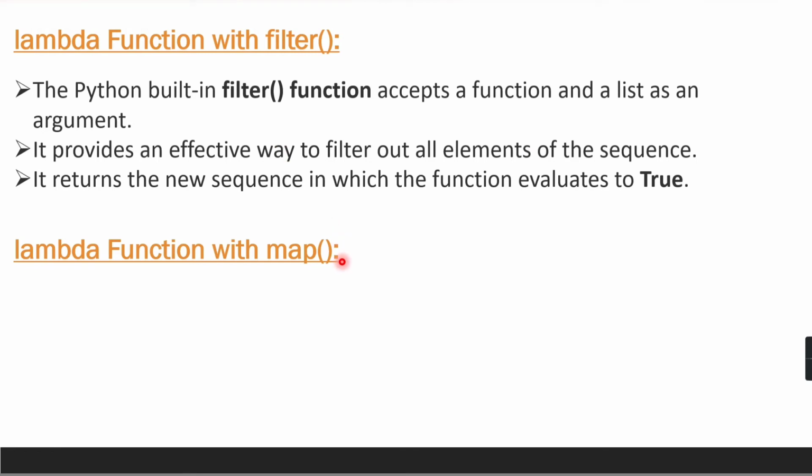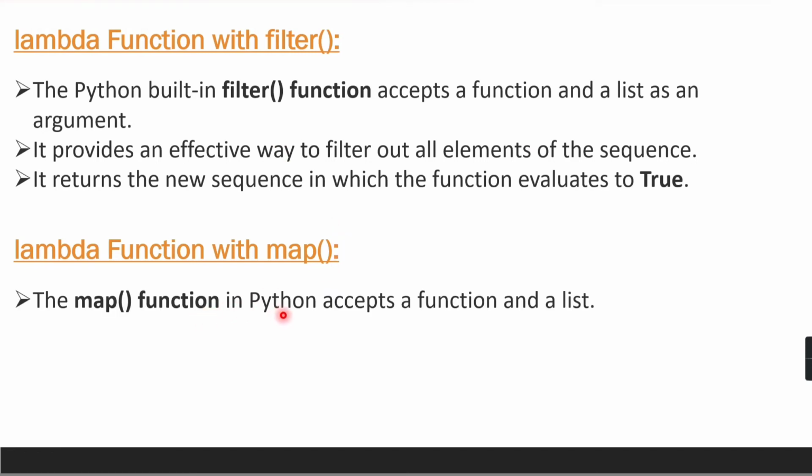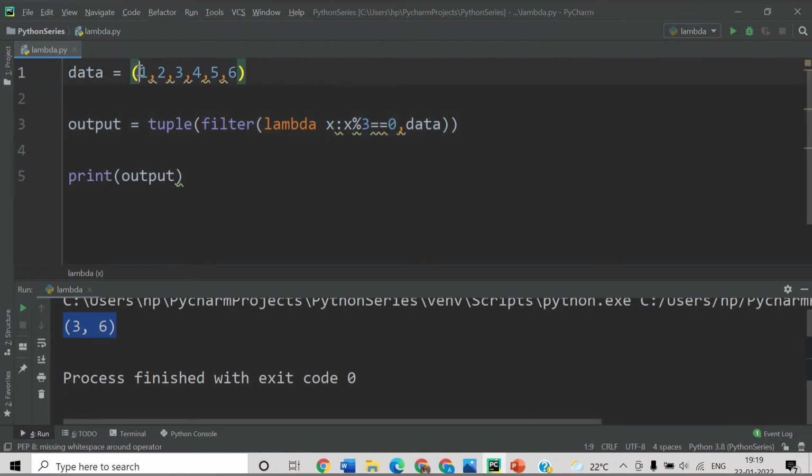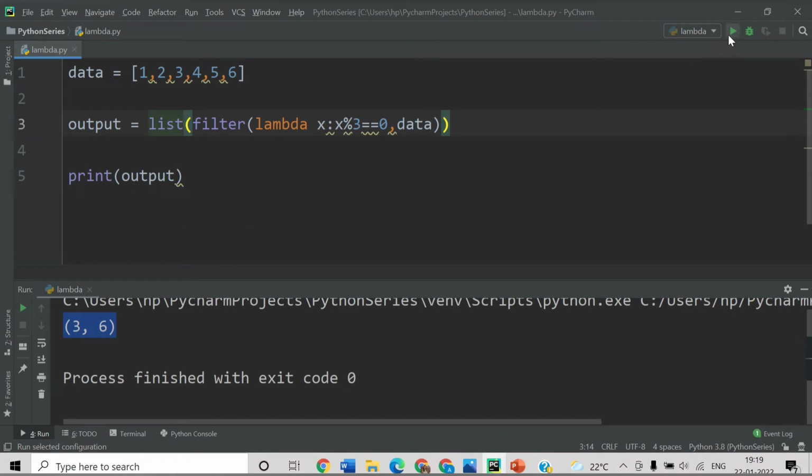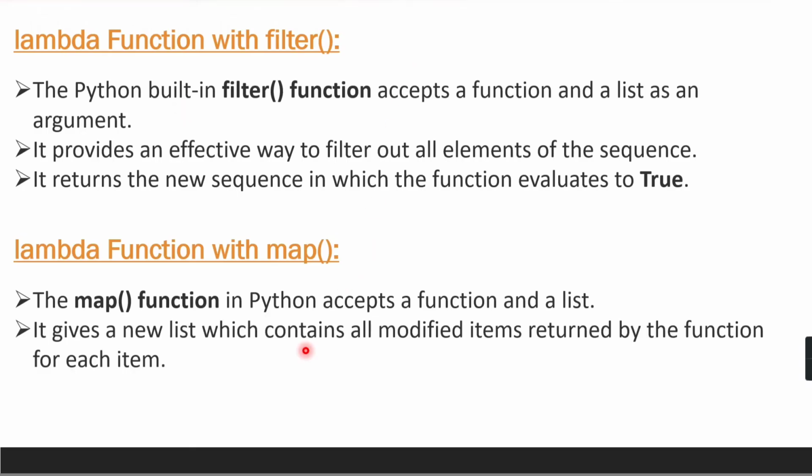Let's look at another function, which is map. The map function in Python accepts a function and a list. It also accepts a tuple as well as a list. For the filter function, I also provided a tuple here, and you can provide a list too. If I convert this data into a list, it will also execute successfully, and the output we get is also a list. So any sequence, like list and tuple, we can provide to filter as well as map. It returns a new sequence which contains all the modified items returned by the function for each item.